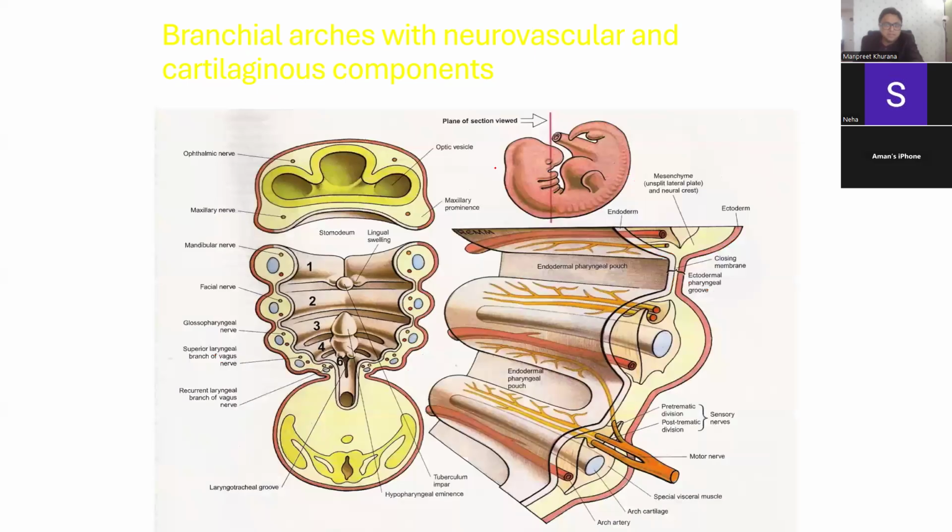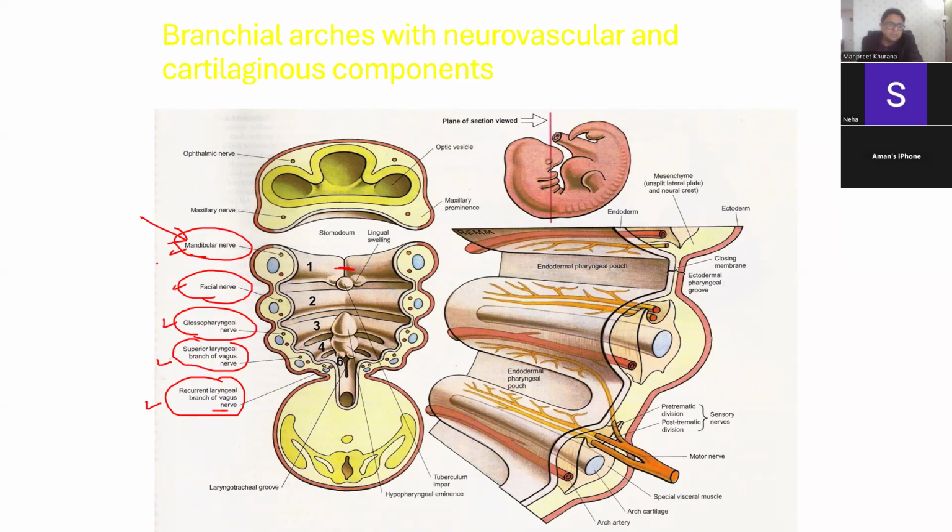I'll show you a picture here, right? This is the first arch, and the nerve is the mandibular nerve. The second arch nerve is the facial nerve. The third arch nerve is the glossopharyngeal nerve. The fourth arch nerve is the superior laryngeal, which is a branch of the vagus nerve. We'll read about these nerves in detail. The sixth arch is the recurrent laryngeal, which is also part of the vagus nerve. So there are the superior laryngeal and recurrent laryngeal nerves, which are branches of the vagus nerve. Then we have glossopharyngeal, facial, and mandibular. So any structure developing here will be supplied by the mandibular nerve.